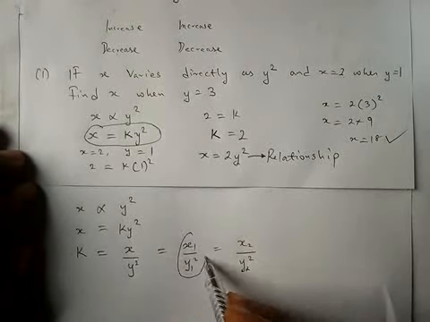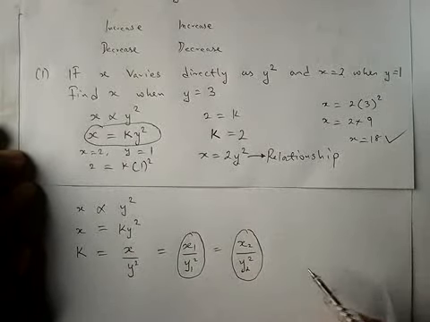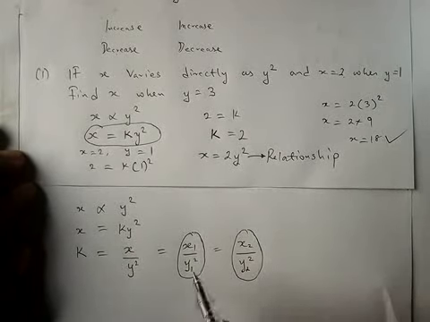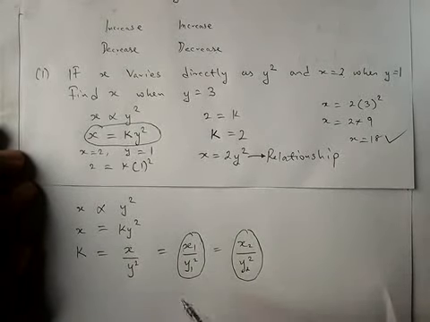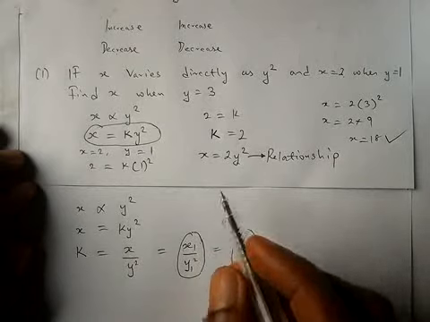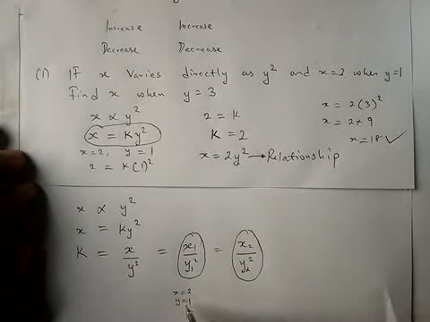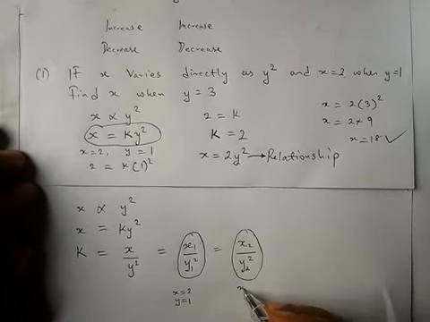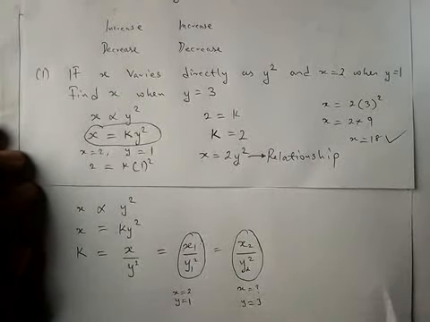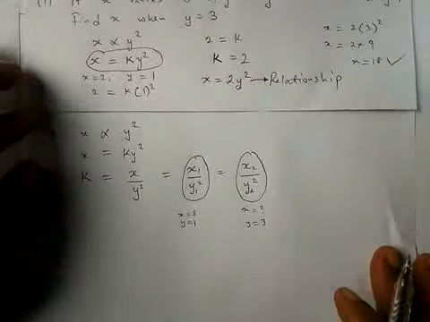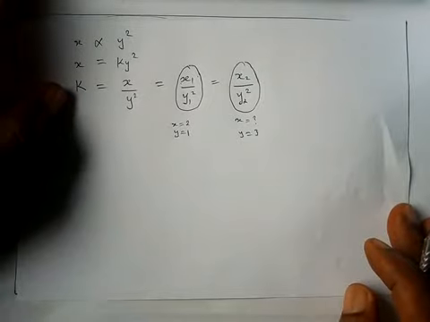For the first instance, the constant will be true for the second instance, and for the third and the fourth, as the case might be. So s1 over y1 squared is equal to s2 over y2 squared. We substitute the first case: we're given that when s is 2, y is 1. Then for the second case, we're looking for s when y is 3. So you just do the direct substitution and you still get the same answer. This is direct.